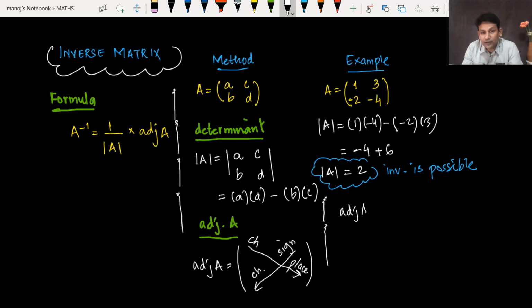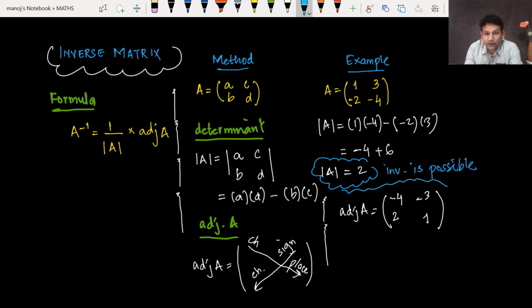Adjoint A is this. What we do, sign change. Sign change means minus 2 will become plus 2 and 3 will become minus 3. This is the sign change here. Now the place change, the position change. The positions are 1 and minus 4, and this will become minus 4 and this will become 1. This is your adjoint A.